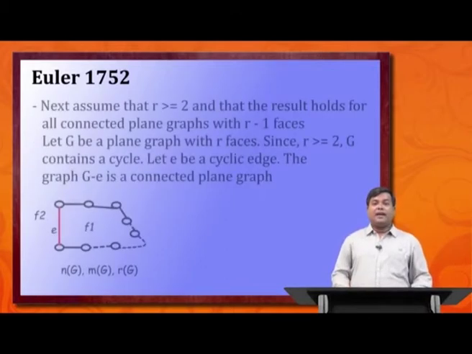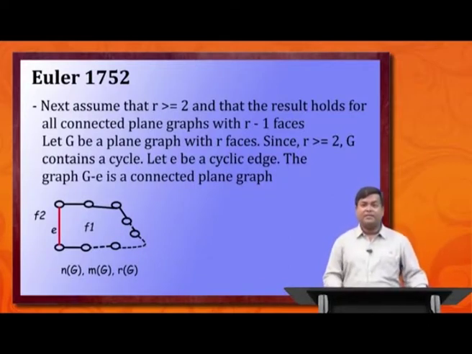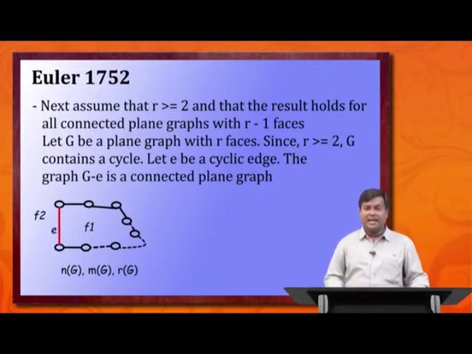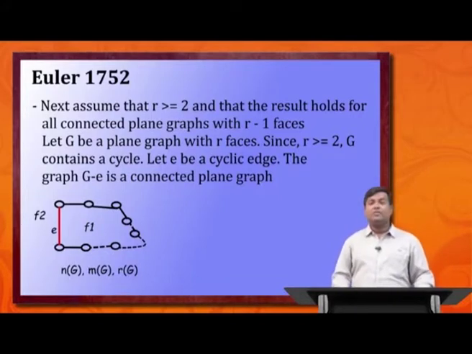Next, assume that r is greater than or equal to 2 and that the result holds for all connected plane graphs with r minus 1 faces. This is our induction hypothesis. We have already proved the base case, and now we have considered the induction hypothesis. We are assuming that Euler's formula is true for all connected plane graphs with r minus 1 faces. Assuming this, we will prove that Euler's formula is also true for a connected plane graph with r faces.